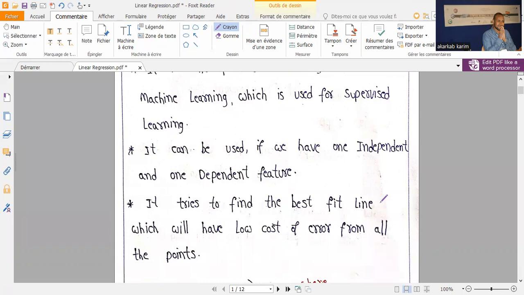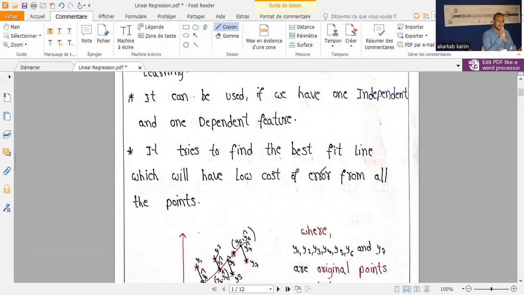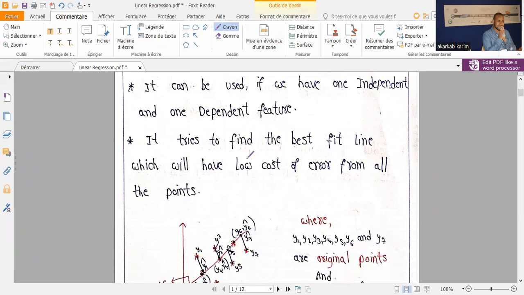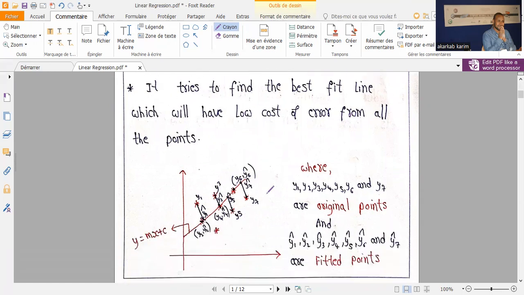It can be used when we have one independent feature. As I explained before in the previous sections, we tried to build this model based on one feature, to predict life satisfaction. We want to predict the index of life satisfaction based on GDP per capita. So it tries to find the best fit line, which will minimize the error for all the points. Okay, let me explain to you.